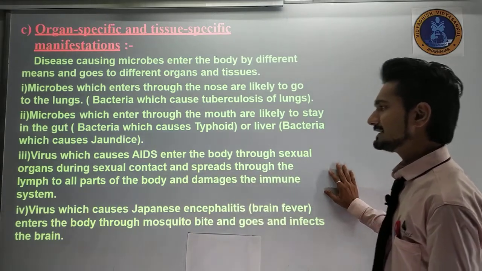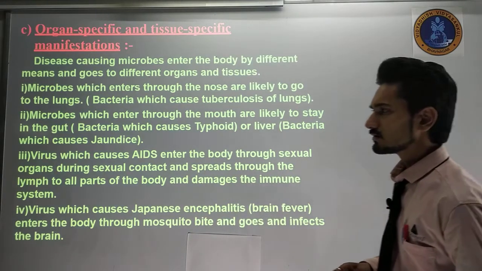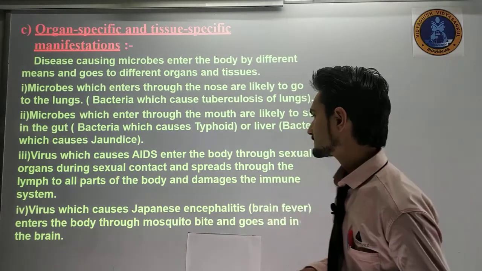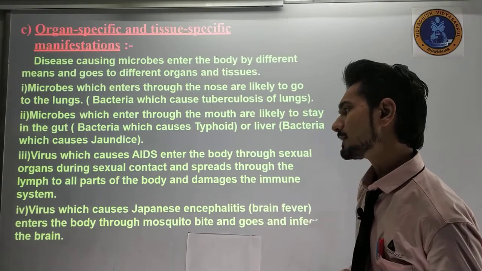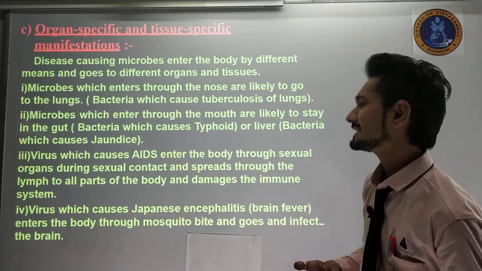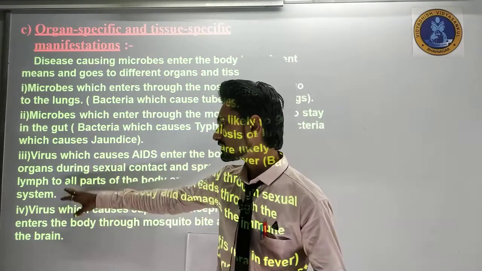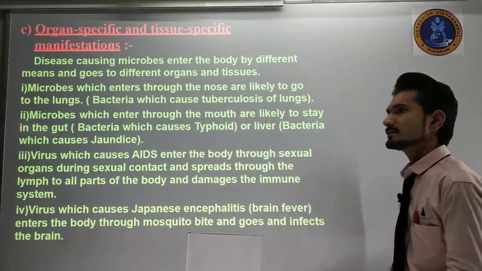Viruses which cause AIDS enter the body through a sexual organ during sexual contact and spread through the lymph to all parts of the body and damage the immune system. Now, if you hear the word lymph, what is this lymph?